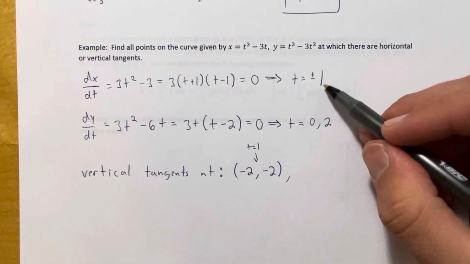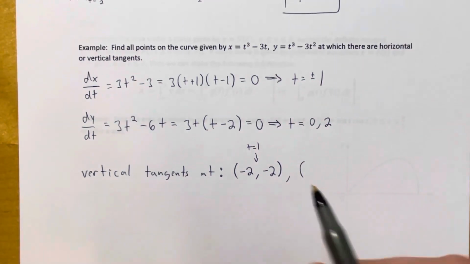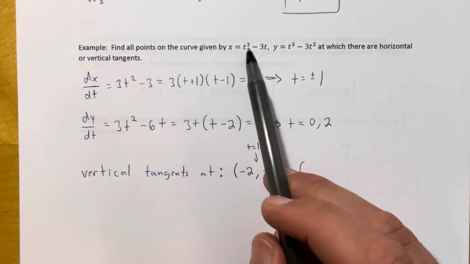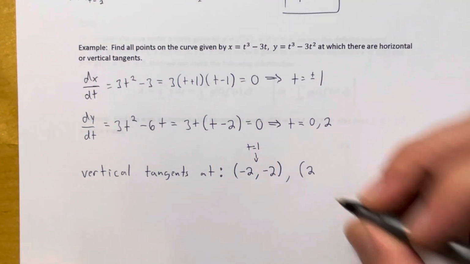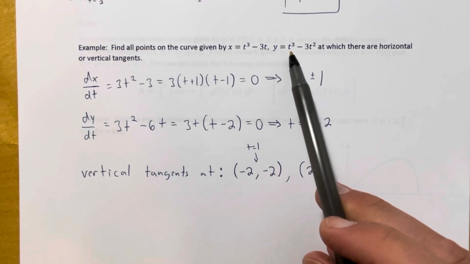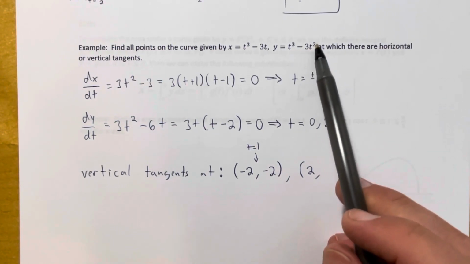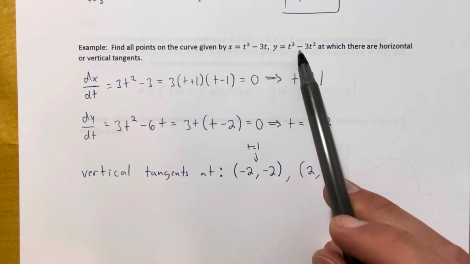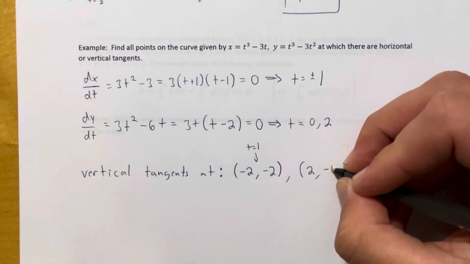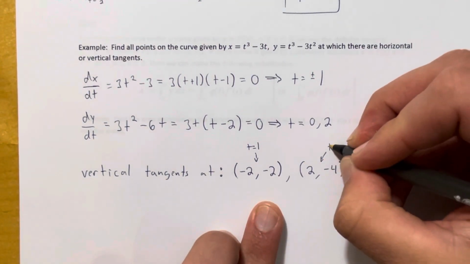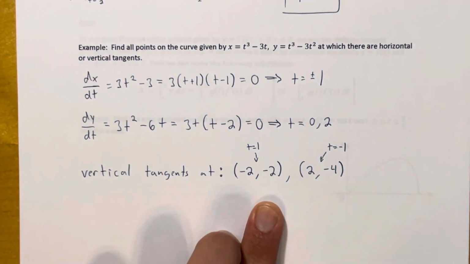And then if I plug a -1 in, that's going to give me -1 minus -3, or -1 plus 3, which is 2, for my x. And then if I plug that in here, I'm going to get -1 minus, well, (-1) squared is +1 times -3, that would be -3. So -1 minus 3 is -4. These are the 2 points where I'm getting vertical tangents.